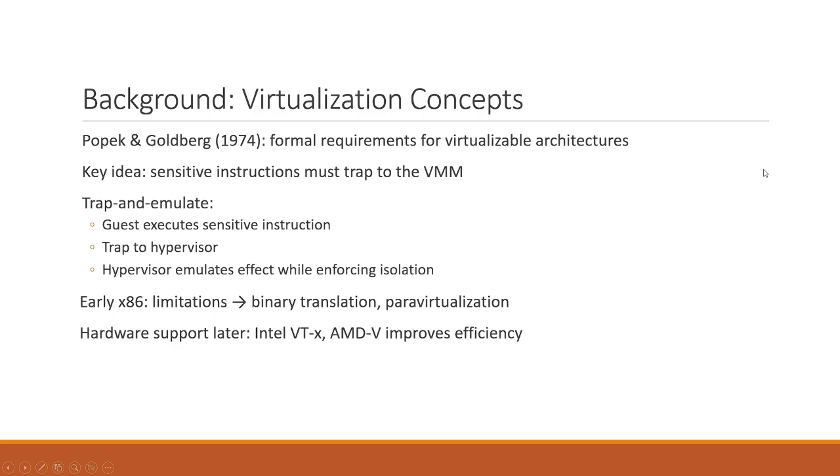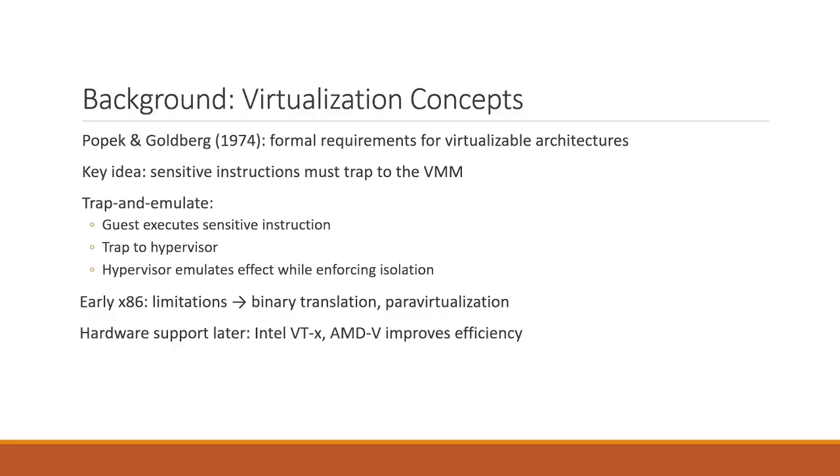To give some understanding of hypervisors, it's important to know some fundamental concepts. In 1974, Popek and Goldberg published a formal theory of virtualization. They stated that for an architecture to be virtualizable, sensitive instructions must trigger a trap to a higher privileged layer, which in this case is a hypervisor. This is known as trap and emulate. It means that whenever a guest operating system tries to do something that could break isolation, the hypervisor takes control and emulates the required behavior safely.